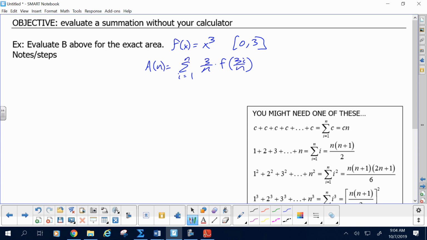So let's go a little better, and actually I'm going to start writing on the left, like you always should. The sum from i equals 1 to n of 3 over n. Now isn't the function cubic? Yeah? All right. So really when I say f of 3i over n, it's really 3i over n cubed. Cool? Okay. You with me? Yes.